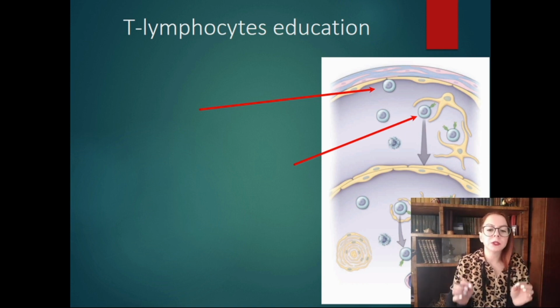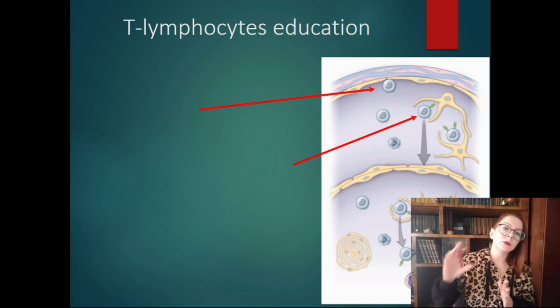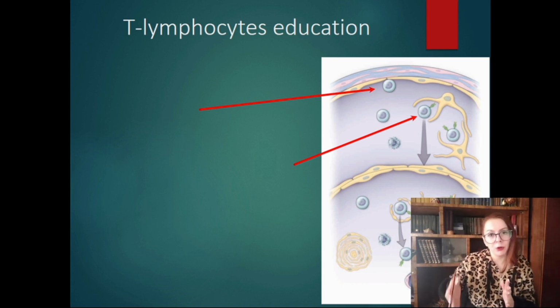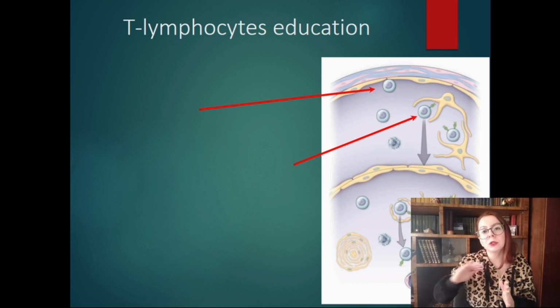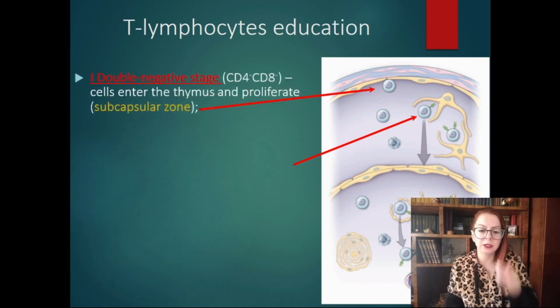Here, T lymphocytes start to differentiate. They start to expose their receptors, which is randomly formed. And in case this receptor starts to fight against antigens of our own organism, thymus eliminates them. So in this way, 98% of all T cells are destroyed in thymus. So the selection is very strict, and let's discuss it stage by stage.